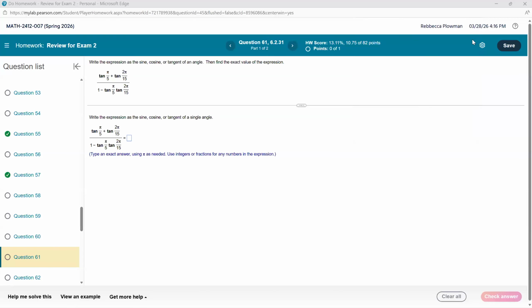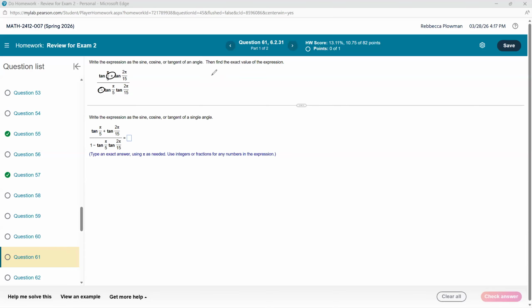Don't forget we have sum and difference formulas for tangent. And like I said, you could have radians. So we want to write the expression as a sine, cosine, or tangent of an angle, and then find the exact value of the expression. So we got tangent of pi over 5 plus tangent of 2 pi over 15, over 1 minus tangent pi over 5, tangent 2 pi over 15. So we got a plus here, we got a minus here.